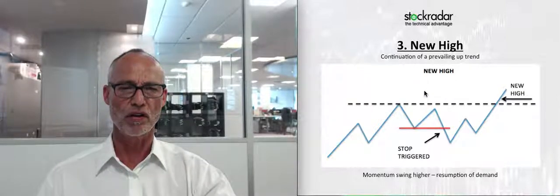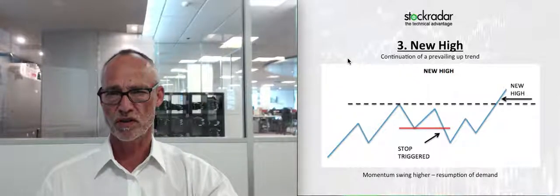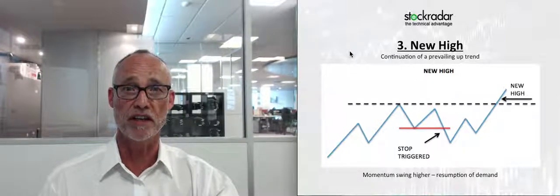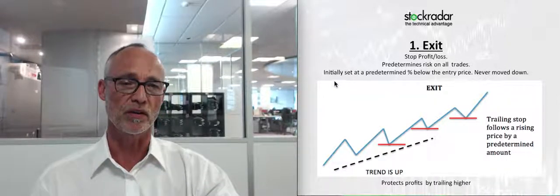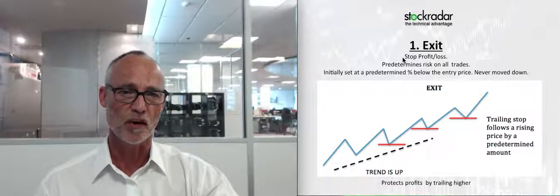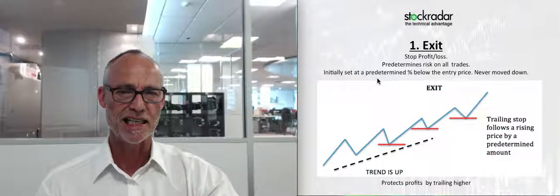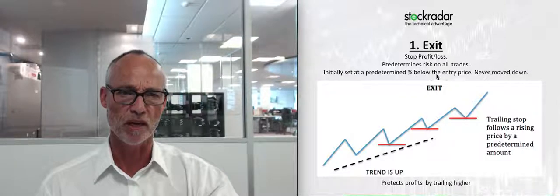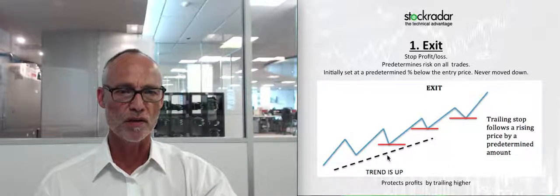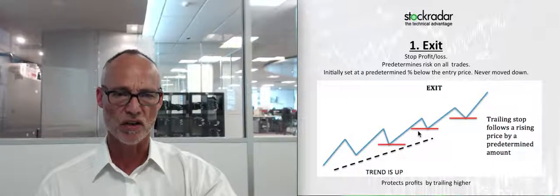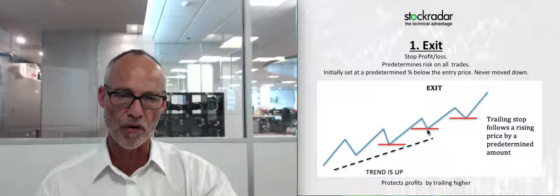So now let's look at the signals and how they work together. So if I look at what actually makes up the Stockradar strategy, firstly we'll go through the exit, of course. The exit is a stop profit or stop loss. It predetermines risk on all trades. It's initially set at a predetermined percentage below the entry price and is never ever moved down. And it follows the price. As the price goes higher, the stop goes higher as well. Okay, and that's where I can lock in my profit.